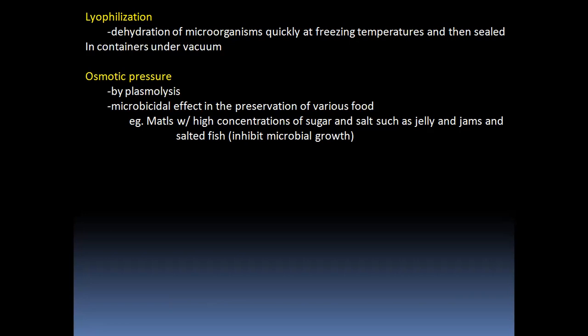Osmotic pressure is also a measure which is used for microbial control by plasmolysis. Plasmolysis means a microbicidal effect in the preservation of various foods, for example, in meats or high concentrations of sugar and salts, such as jellies and jams. So this one process is used.